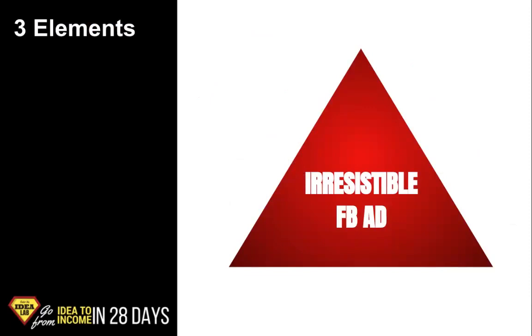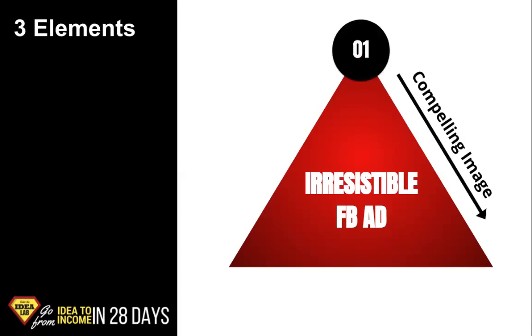So behind an irresistible Facebook ad, there are 3 elements, and each one of these elements must be in your ad. So first element is a compelling image. Now, I use the video that we designed in the earlier days for my ad. And so if you haven't created your own video, please go back to days 16 and 17 and put together your pain gain video. Now, psychological research shows that what is a compelling image?